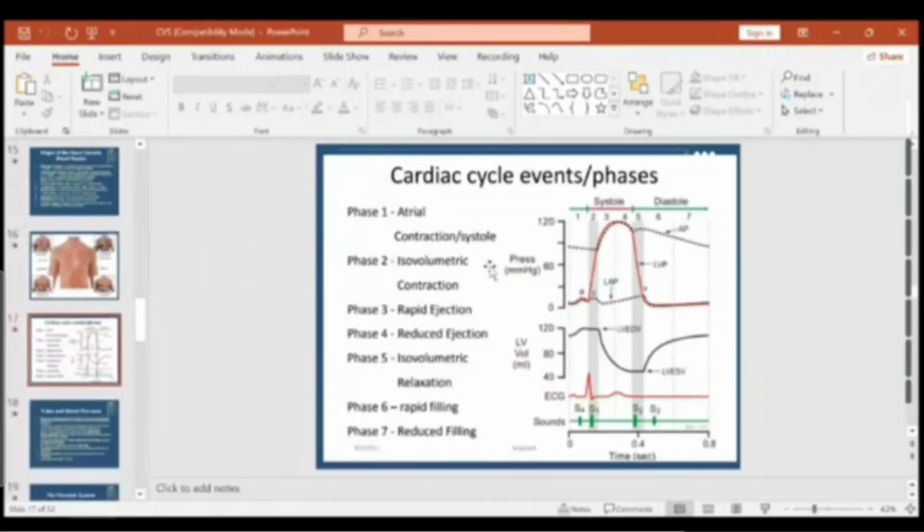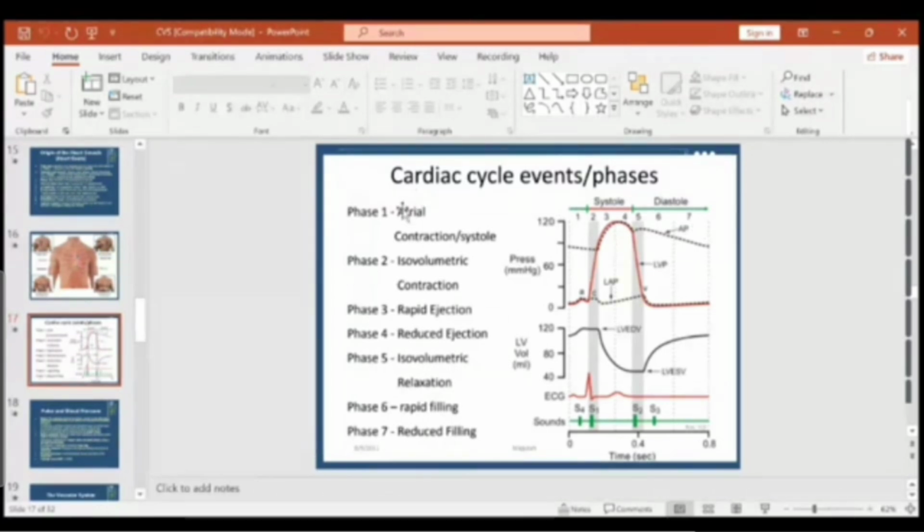So this is a cardiac cycle. It's simply a diagram illustrating what we have been talking about. This is contractions and relaxations of the ventricles and atria. And it always starts from phase 1 to 7.